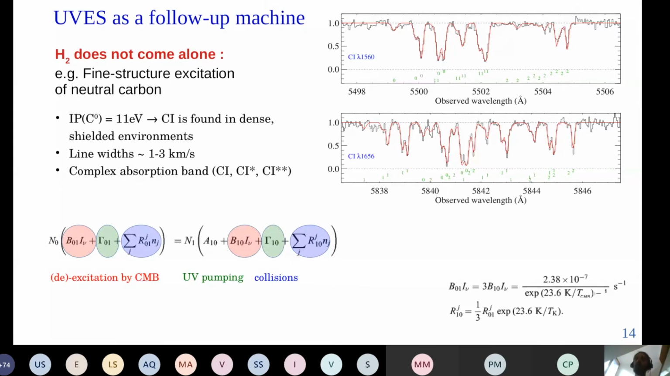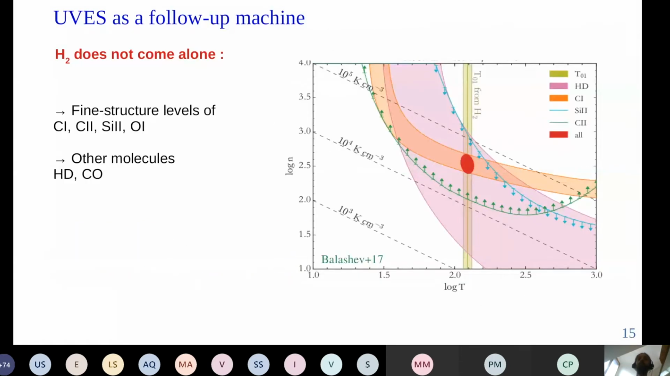But the absorption bands are very complex and the line widths are very narrow. So if you want to constrain this, then high resolution is absolutely needed. It's very hard to do a study of the fine structure of C1 at lower resolution than UVES. If you can do this with several species which have different sensitivity to radiative excitation and collisional excitation, then combining all this together, you can have a very good understanding of the physical conditions in the gas.